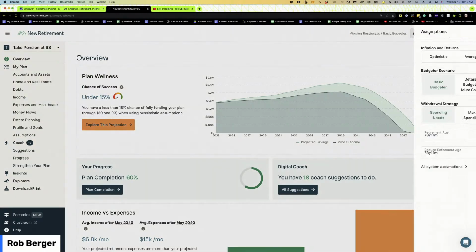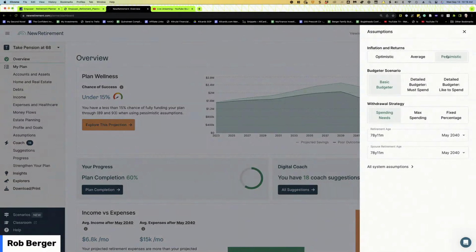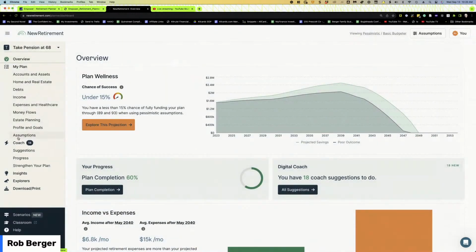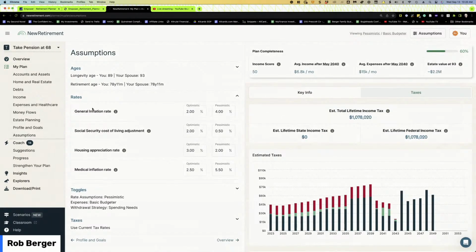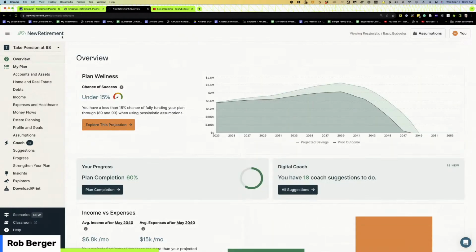Well, we can go over to assumptions, and you can see that I'm using the pessimistic assumptions, meaning the pessimistic return for each account, and also the pessimistic inflation rate. Let me just briefly show you that. If you go to assumptions, rates, I have 4% as pessimistic. So it's using a high inflation rate and low returns. And with this particular plan, it gets you a 15%.